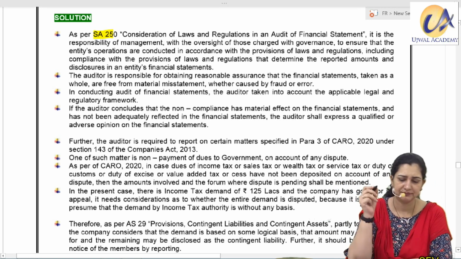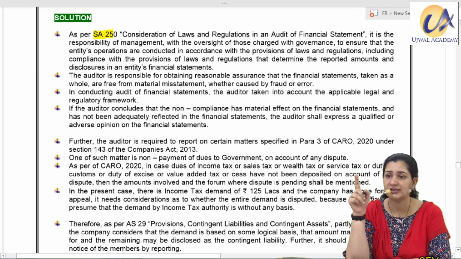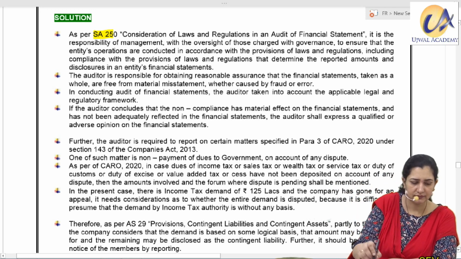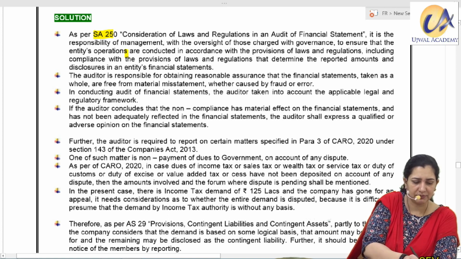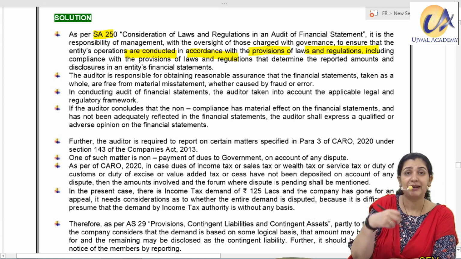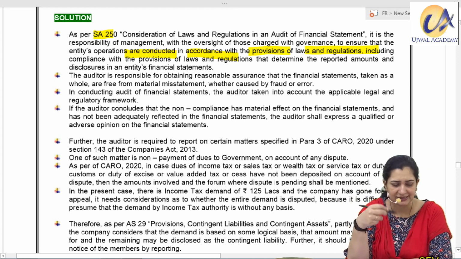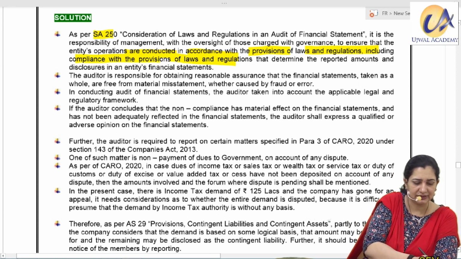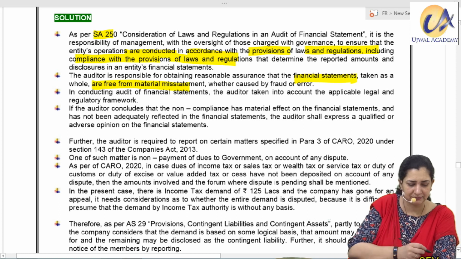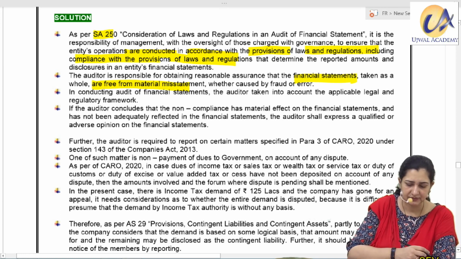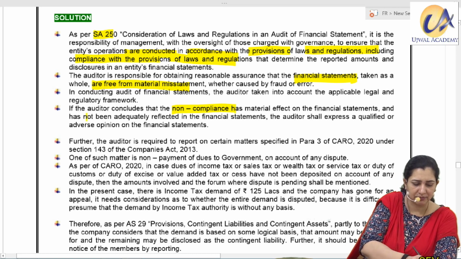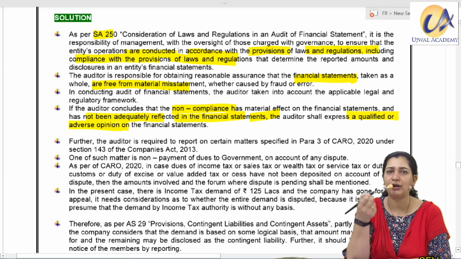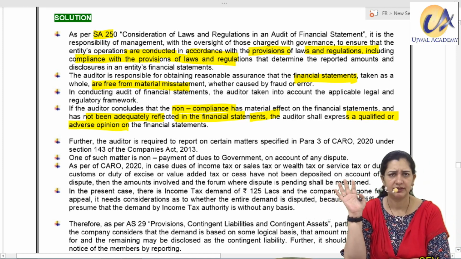SA 250 you have got, right? Consideration of laws and regulations in an audit of FS, right? So we have to see whether they are doing properly, as in, the laws which affect my financial statements, like whether the Income Tax Act or Customs Duty, right? So you have to see the compliances, see whether their FS are free from material misstatements. See if the non-compliance is properly reflected in the FS. If not, you have to give your opinion, which could be a qualified or adverse opinion. This is the SA 250 point, right?